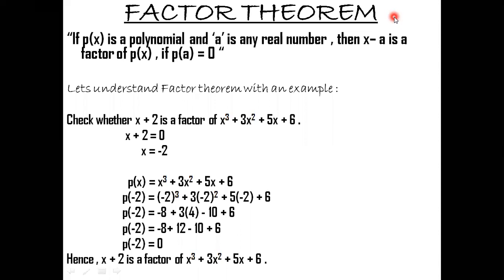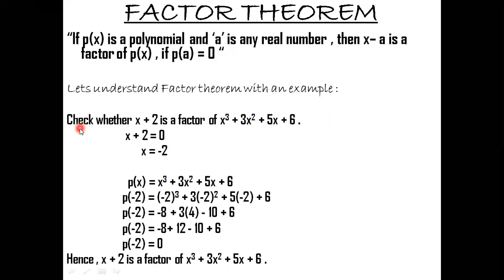As you could see over here, I have given you the statement of factor theorem, which says that if p of x is a polynomial and a is any real number, then x minus a is a factor of p of x, if p of a is equal to 0. I can imagine the expressions on your face after reading out this statement. Let me put it in simpler words. Let us understand factor theorem with an example rather than as a statement.